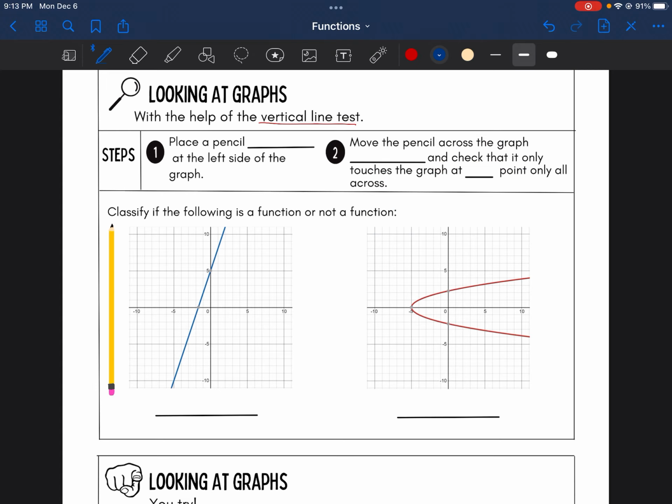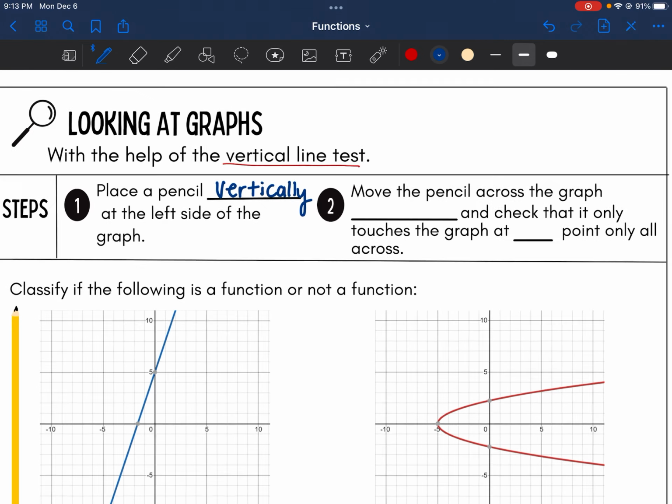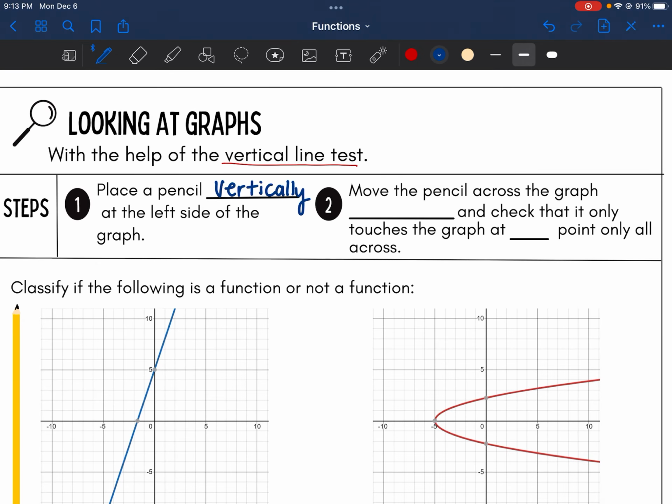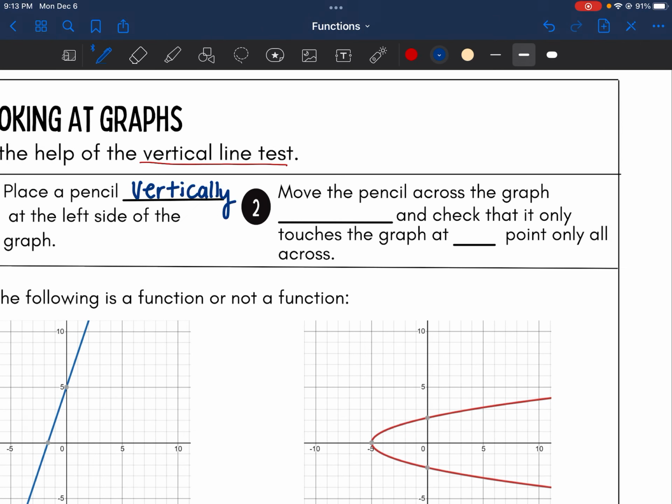It's different from how we've been working previously. We're going to use a pencil. So you're going to take your pencil, your pen, marker, whatever you have in your hand, and you're going to place the pencil vertically at the left side of the graph. And then the next step is you're going to move the pencil across the graph horizontally.